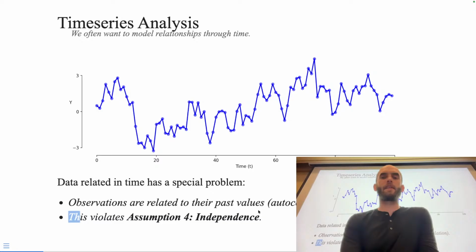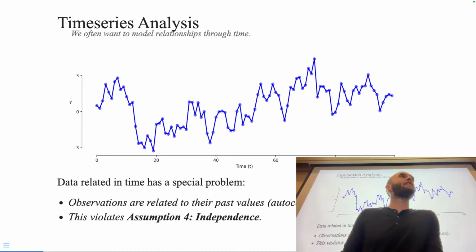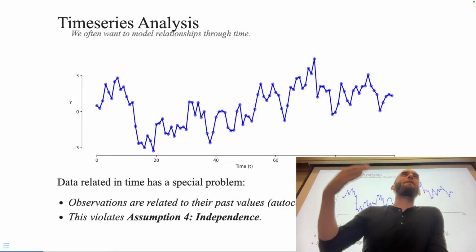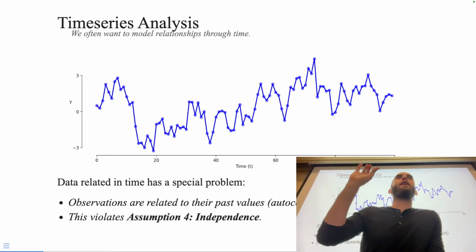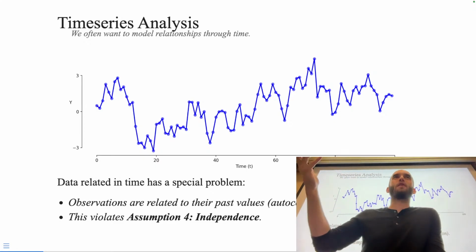This violates independence. So what we're going to do is talk through, first off, how you can see this using a lagged residual plot, and then we're going to talk about some ways of handling some of these issues of autocorrelation.